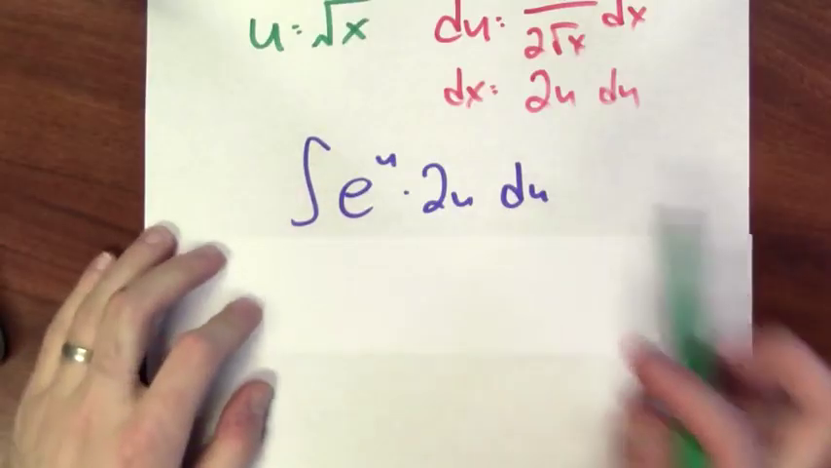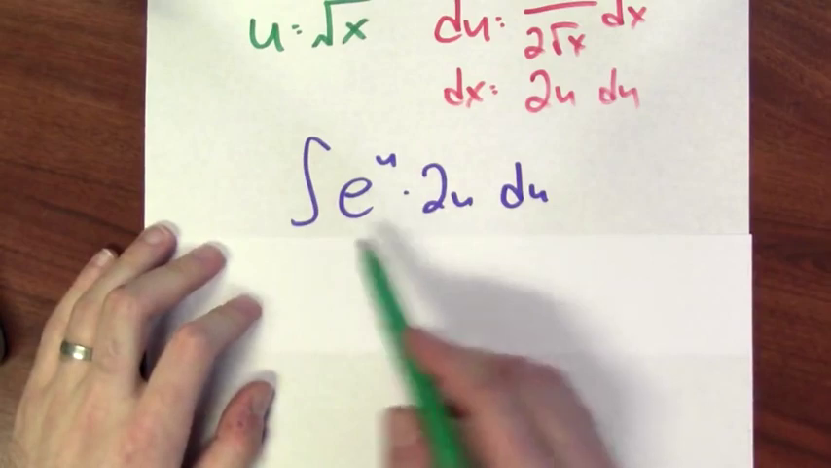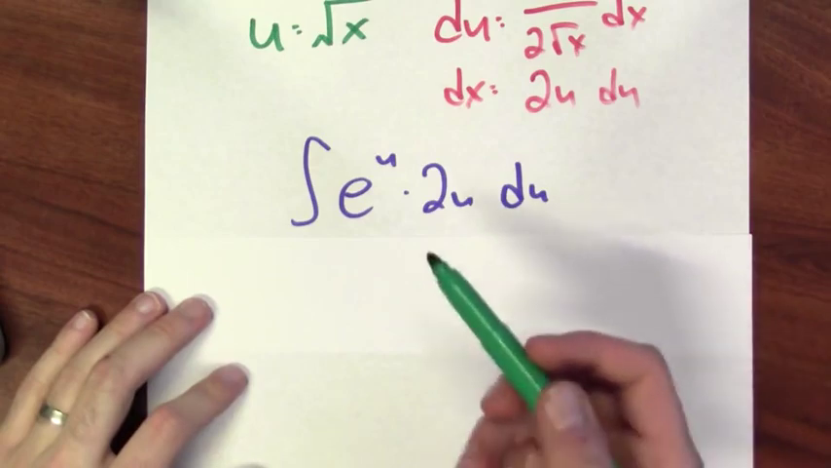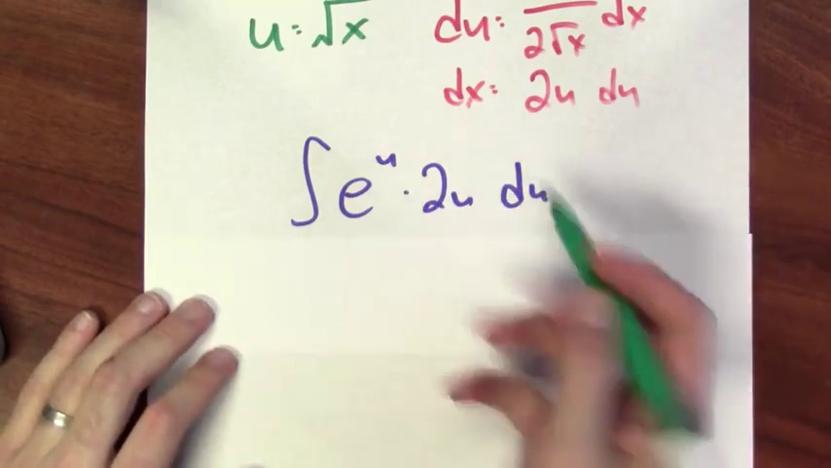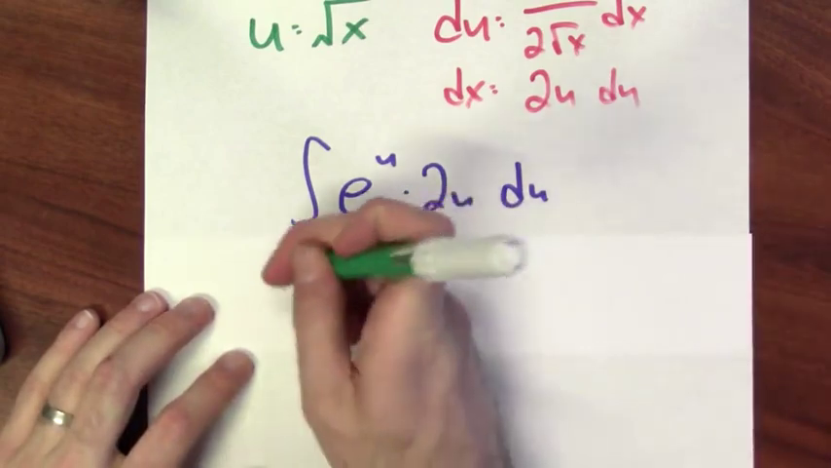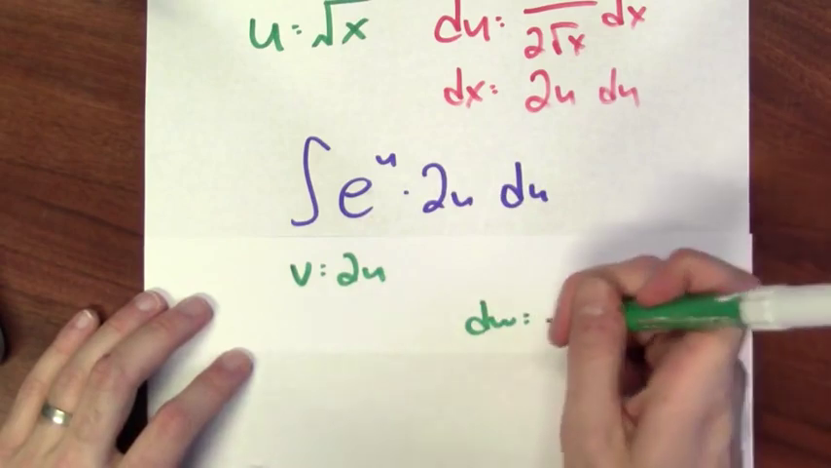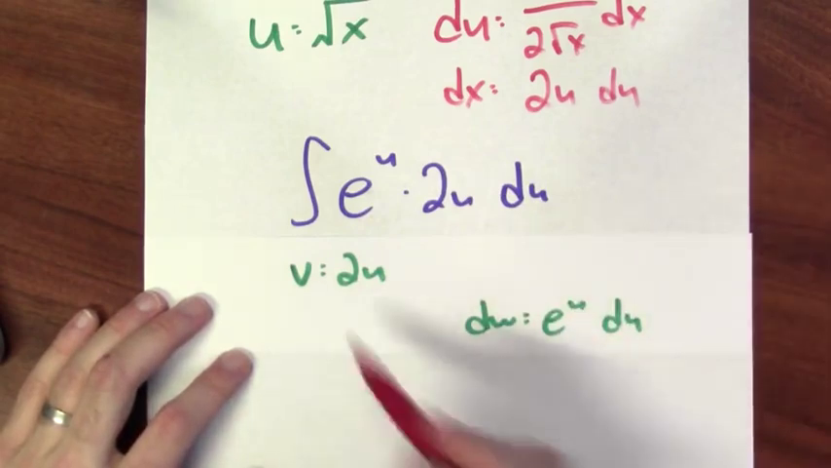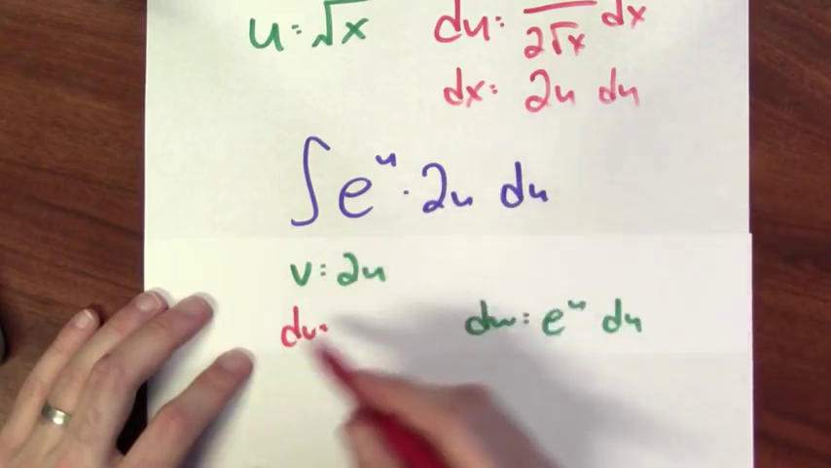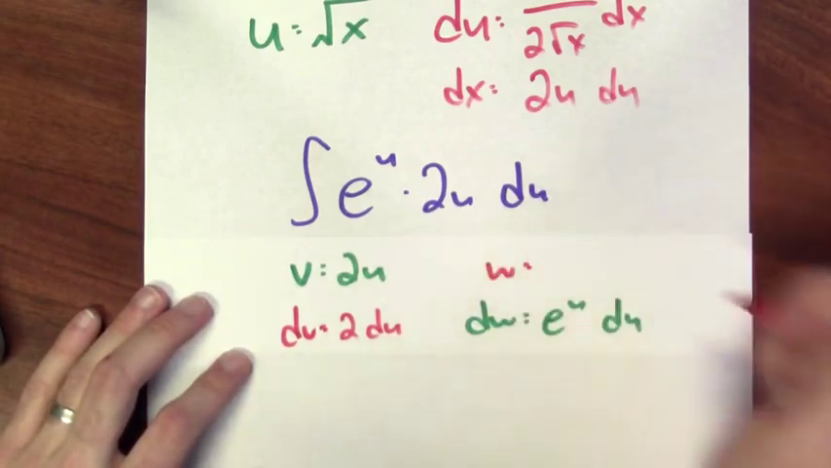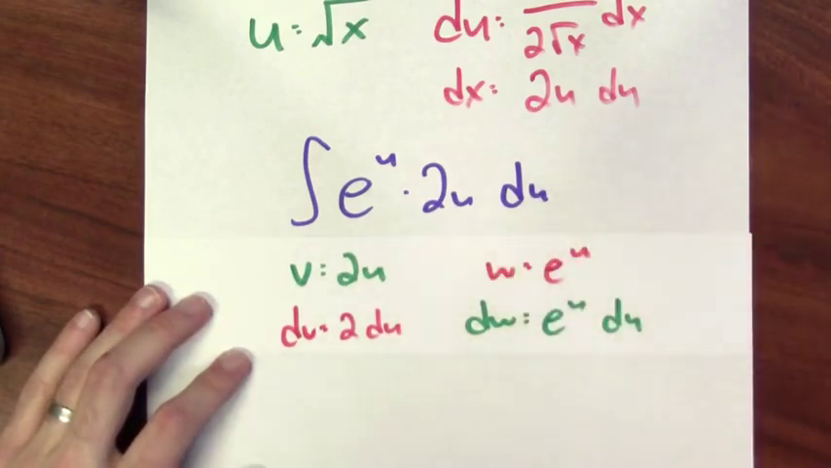Now, it's a polynomial times an exponential function. We can use parts. But if I'm going to use parts, I probably wanted to call them u and v, right? But I'll just change the names. Instead of talking about u and dv, I'll talk about v and dw. So in this problem, I'll have v be 2u, and dw will be e to the u du. And now the derivative of v gives me that dv is 2 du, and an antiderivative here, I can pick one. I'll have w be e to the u.